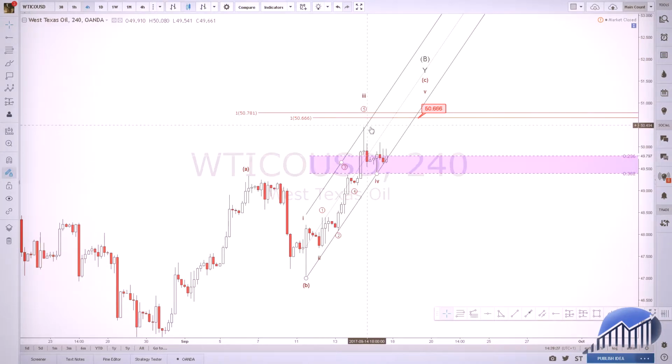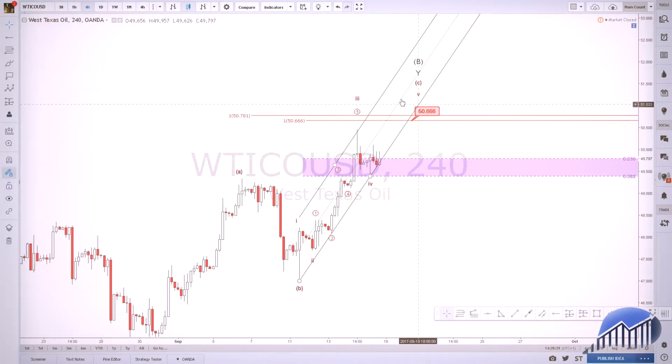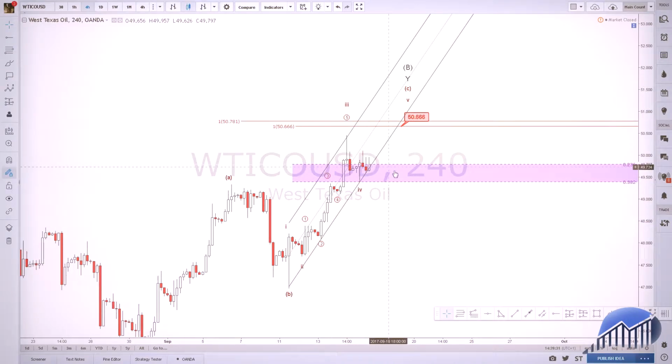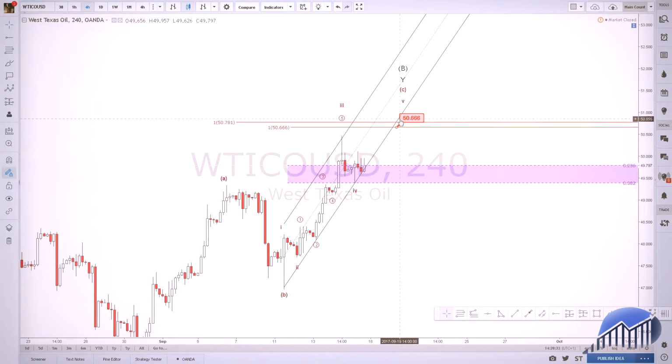I've also drawn this channel out, which could help in the future depending on the move up. So this 50.66 is open to reversal just after that. Of course it could truncate, but this is a common relationship that wave 5s follow.